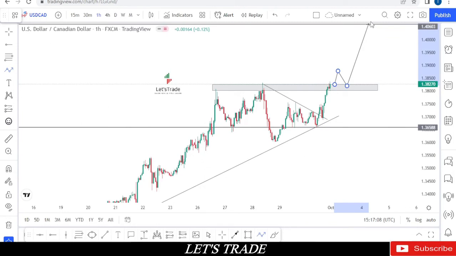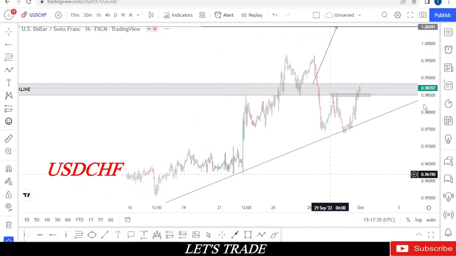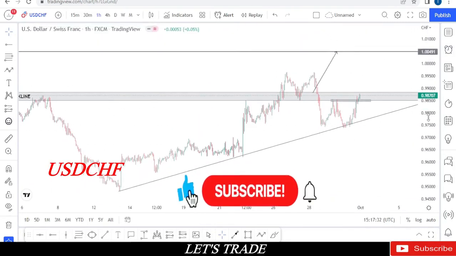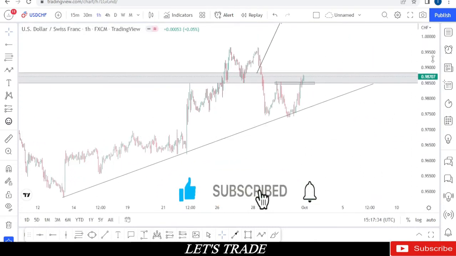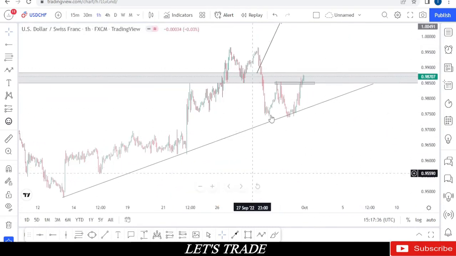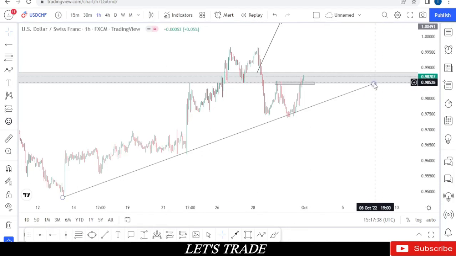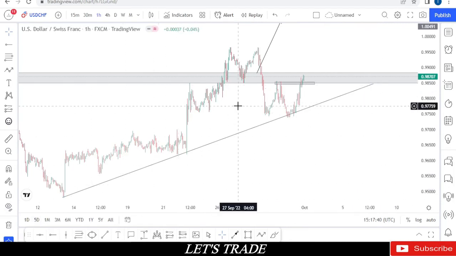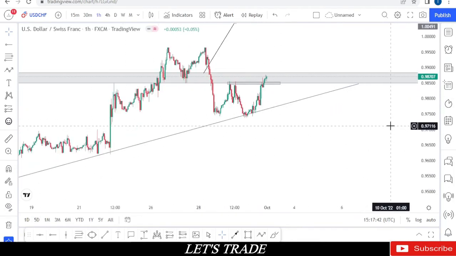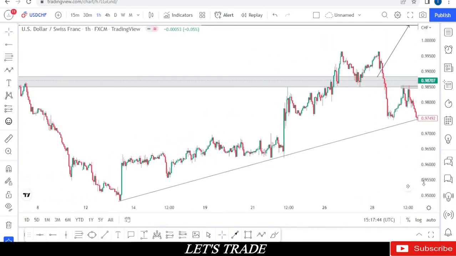Then we can still buy towards the upside, so around 1.40603. On USD CHF, I actually lost this trade last week, which was my first loss throughout last month, my only loss throughout last month. It was painful, but you know what, I've made enough money, so it's normal.